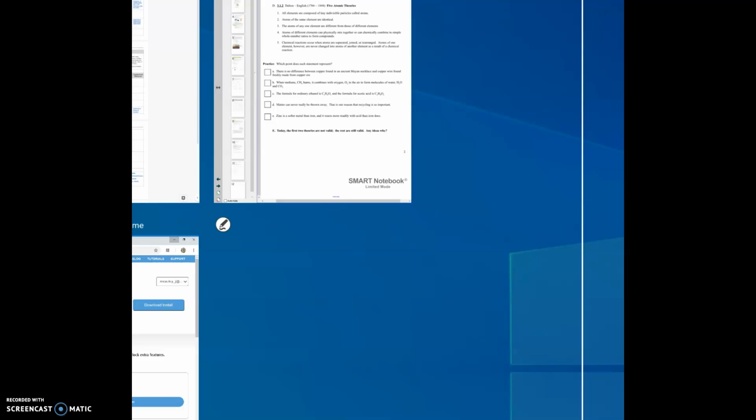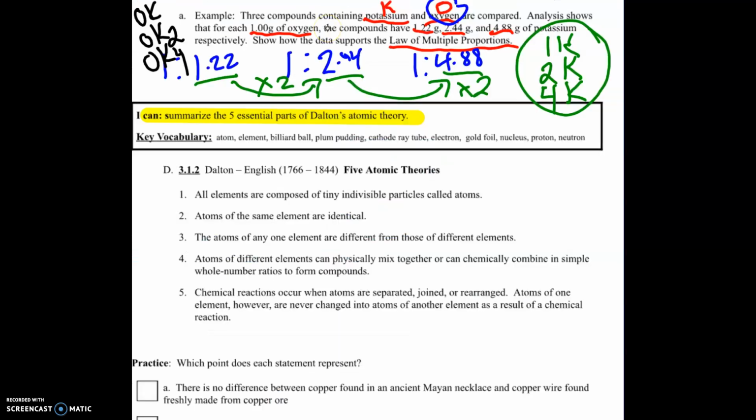So let's go to the basics of what we need to know. Okay, so Dalton, he was really into looking at gases and the weather, and he did lots of experiments, and here are 5 things that he came up with. All elements are made of indivisible particles called atoms, so everything is made up of atoms. He said atoms of the same element are identical, so if you had an example of copper maybe in the wires in your house, it's exactly the same as copper that's in some jewelry. He also said atoms of any one element are different from those of other elements. So copper is not the same thing as gold.